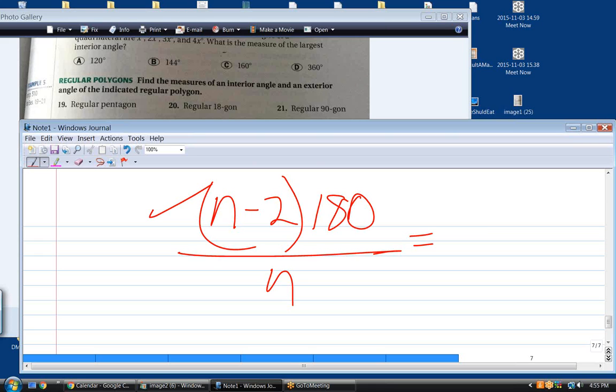I got 2,880 for the top number, and then divide that by 18. That's going to give us the interior, right? So that's 160. What's the measurement of the exteriors?